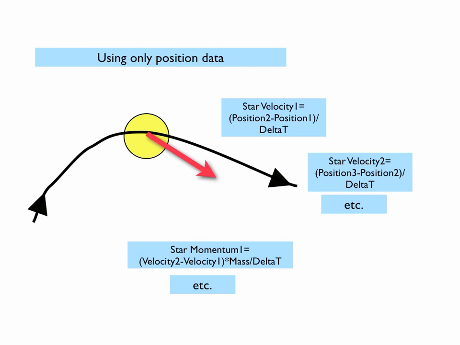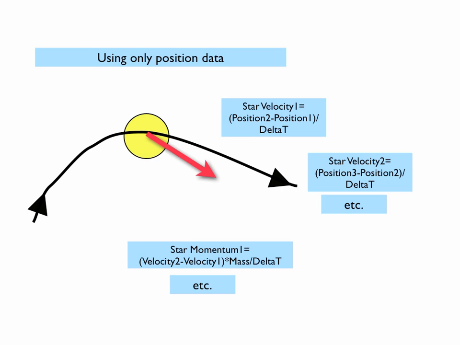Star velocity will be obtained as follows. Star velocity 1 will equal position 2 minus position 1 divided by delta t. Star velocity 2 is obtained by position 3 minus position 2 divided by delta t. This process is continued throughout the data.